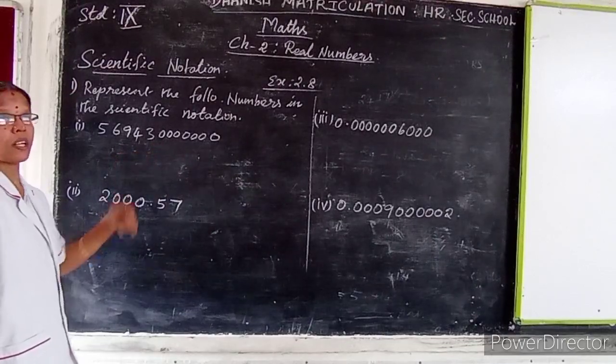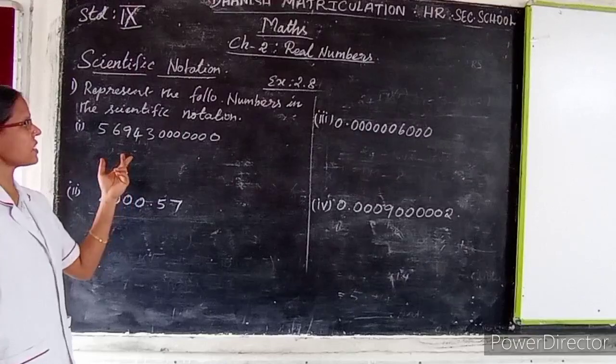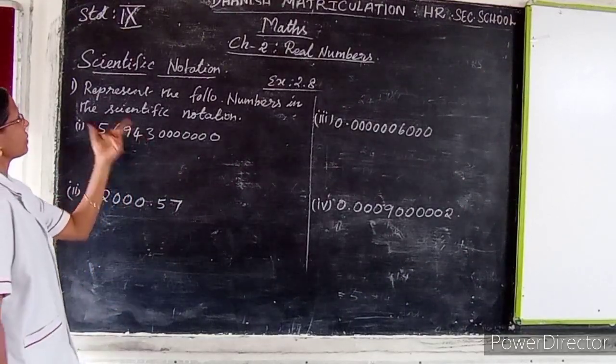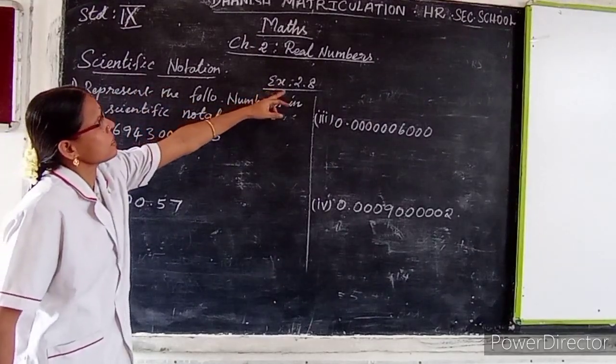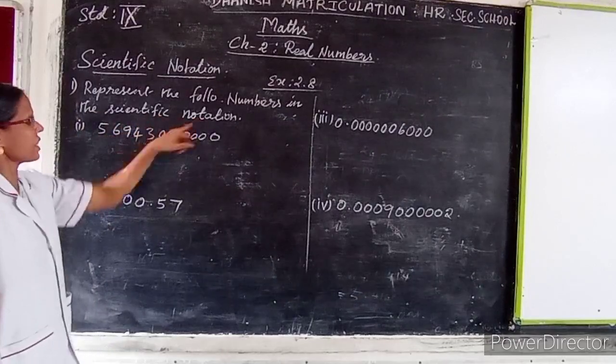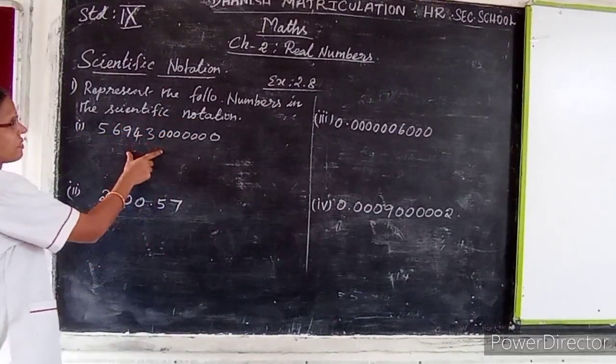There should be only one non-zero digit to the left side of the decimal point. So here, our first question, exercise 2.8. First question, represent the following numbers with the scientific notation. First question is, one number is given.